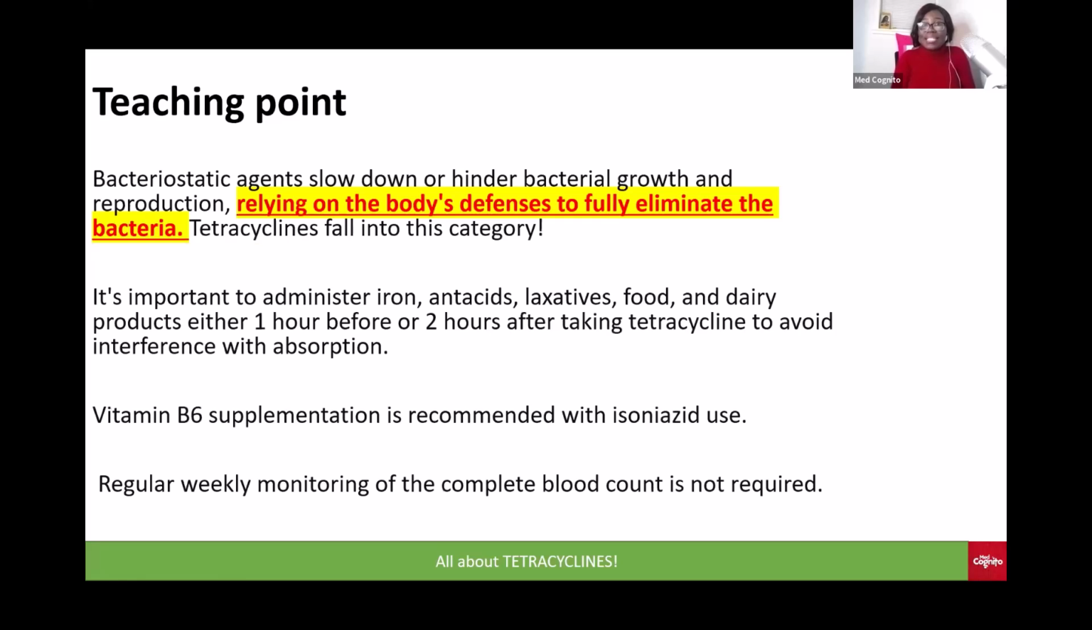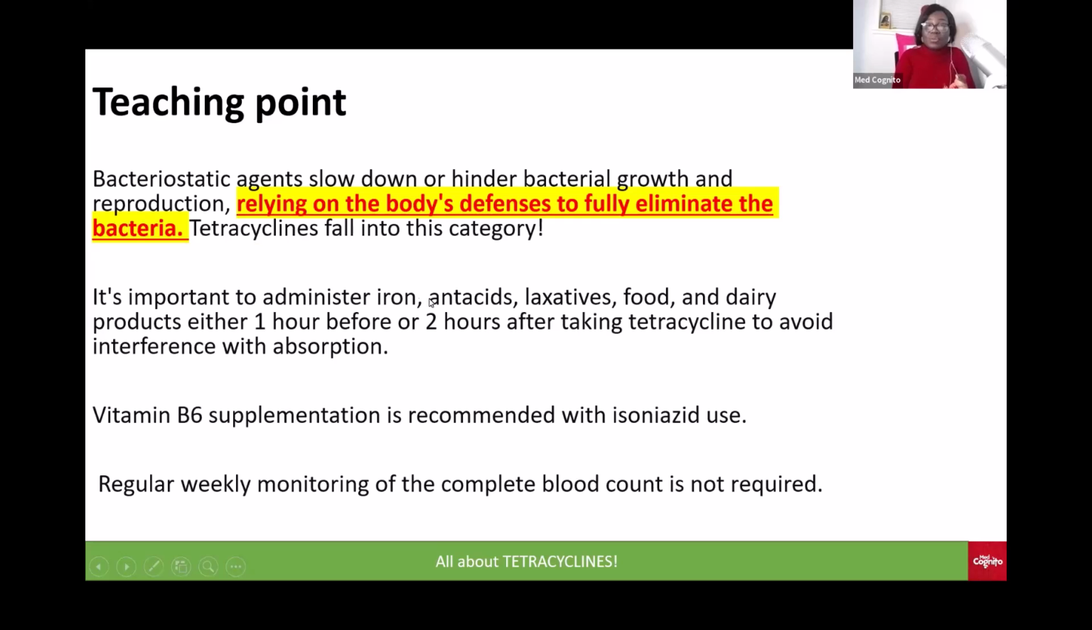Remember, we discussed that tetracycline is a bacteriostatic agent. So it will cause the bacteria to stop, and then it is relying on the body's defenses to complete the process and fully eliminate the bacteria. So that is why a strong immune system is very important.